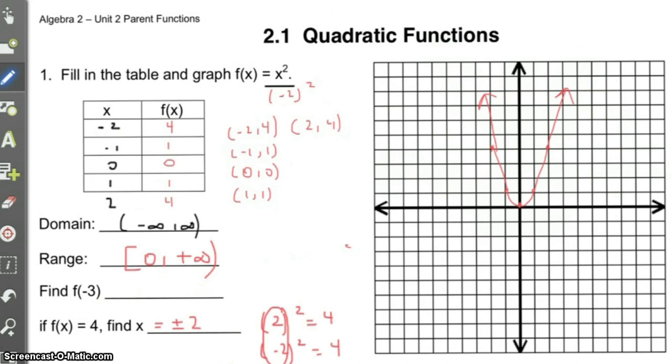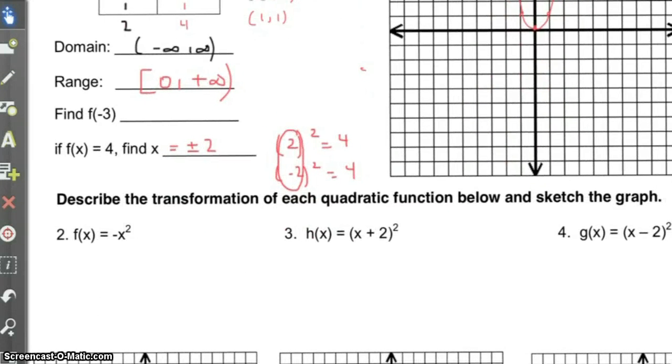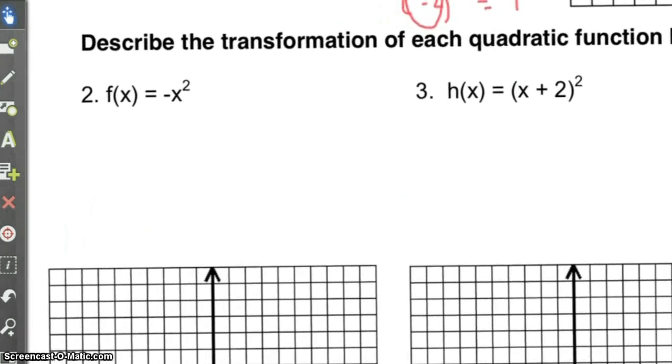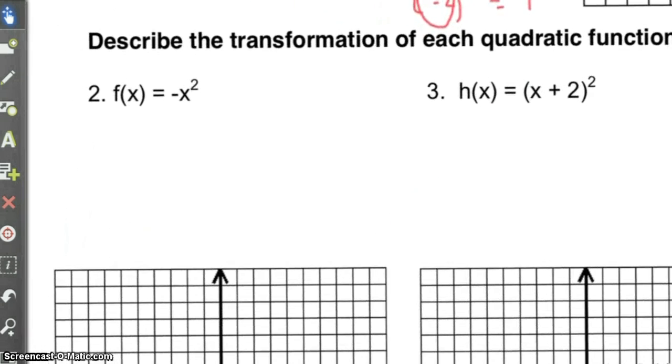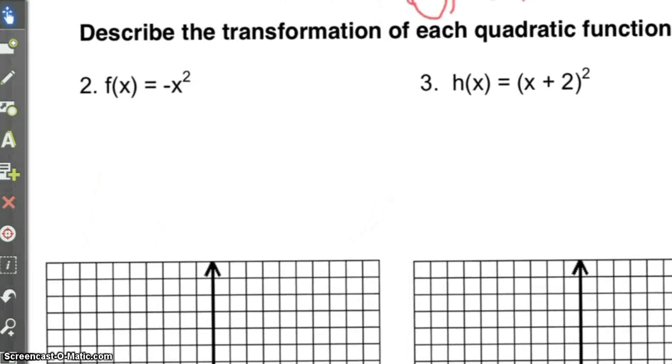Now, so far we've been talking about the parent quadratic function. Now we're going to see how every time we change the parent function by introducing a negative or adding something to the x squared or subtracting something from the x. So as you can see, now we're interested in seeing how we transform the parent quadratic function. Now, by looking at f of x equals to -x squared.